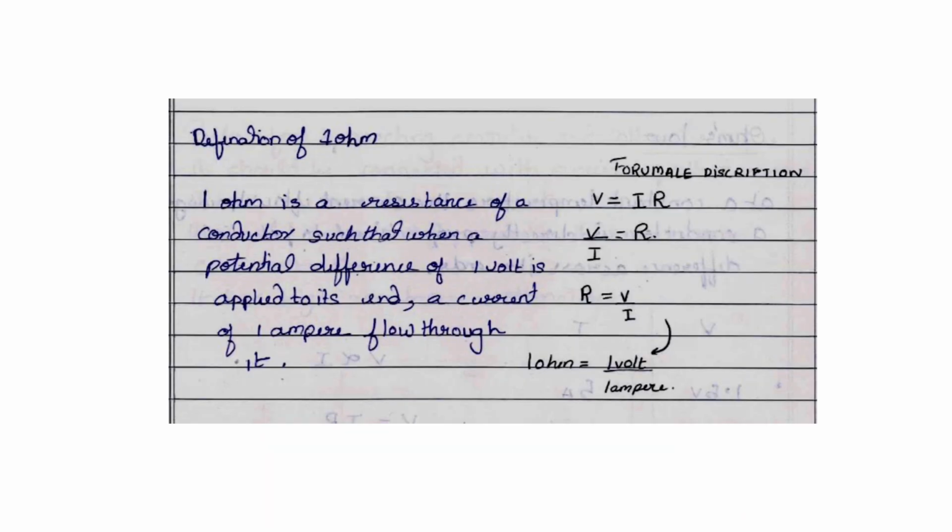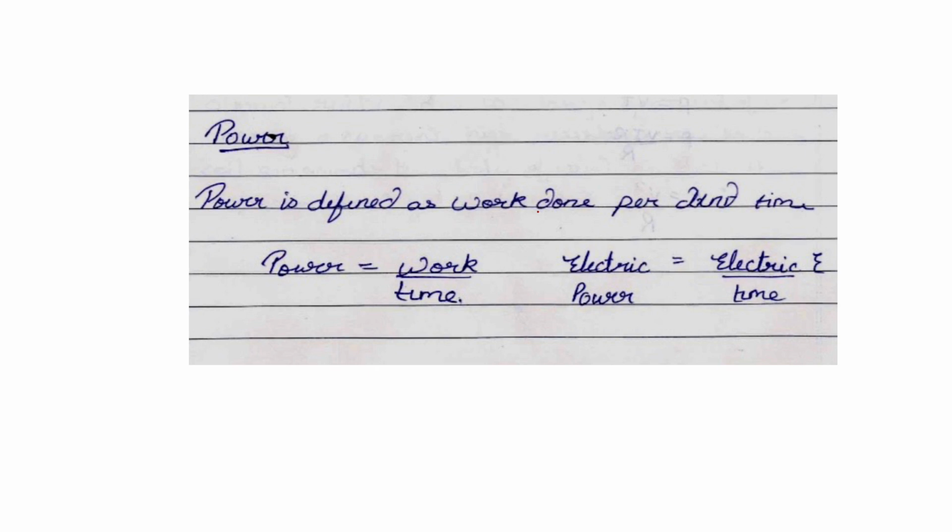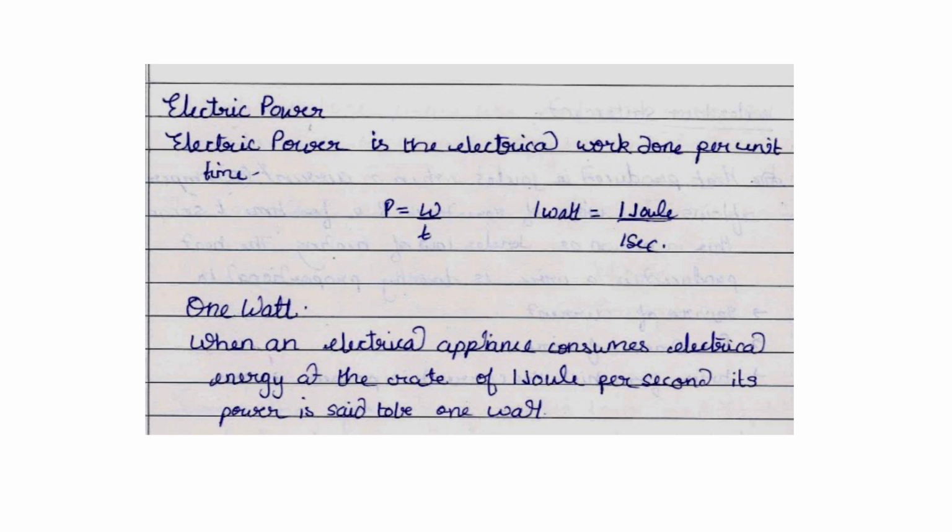Power is defined as work done per unit time, that is, how much work is done in 1 second. This is normal power. We are talking about electric power. Electric power is the electrical work done per unit time.